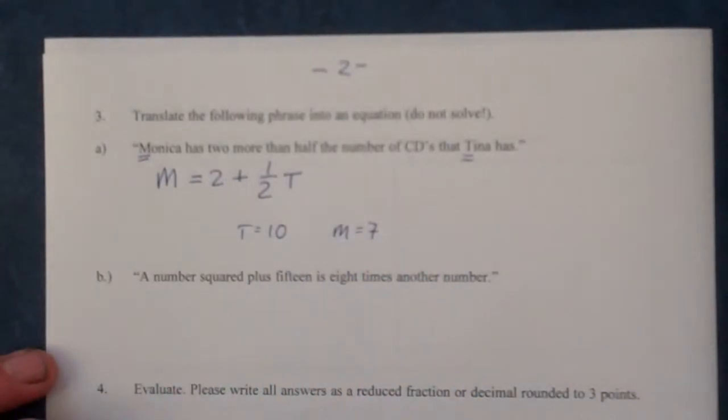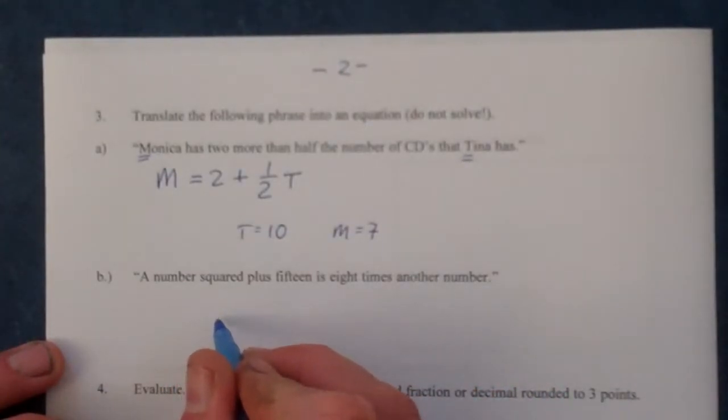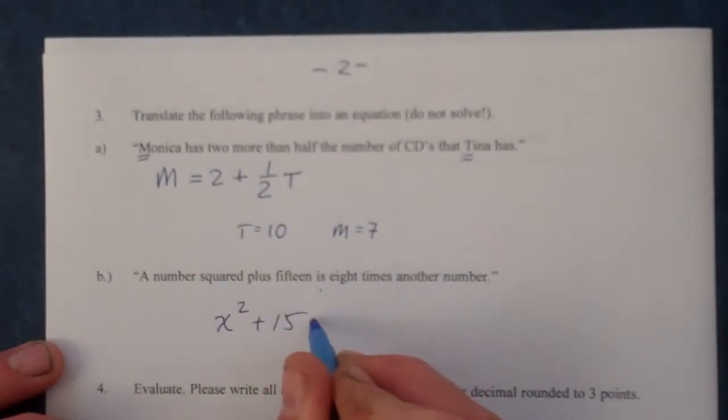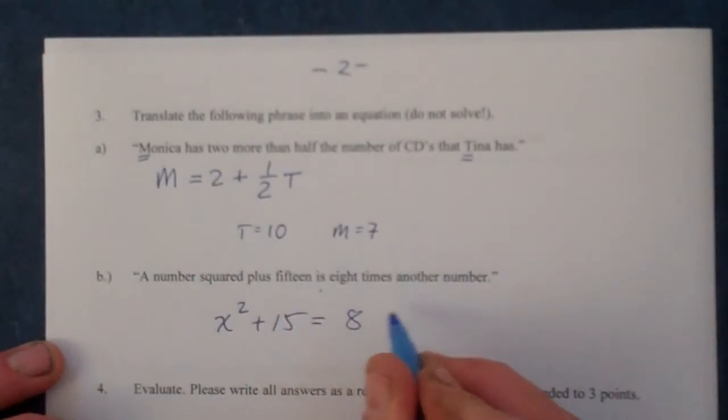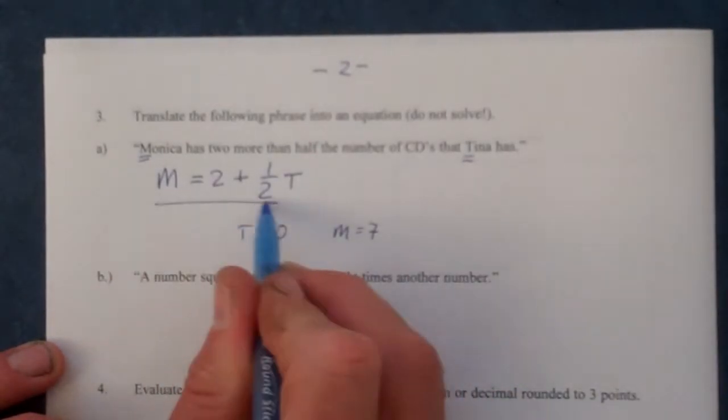So that checks out. A number squared plus 15 is 8 times another number. A number x squared plus 15 is, that equals, 8 times another number, y. Okay? That is good.